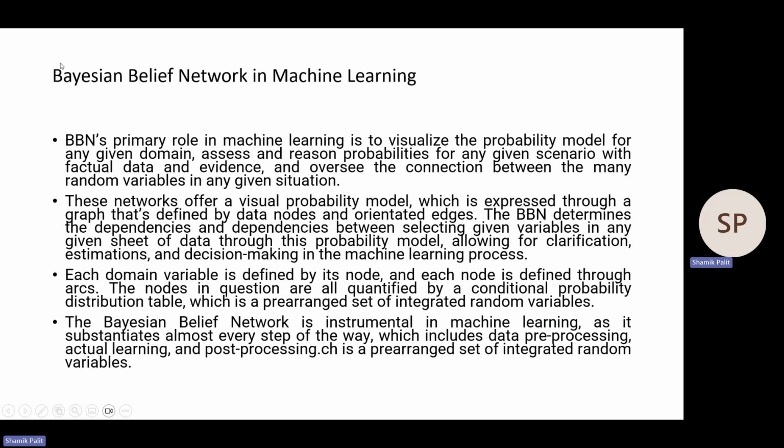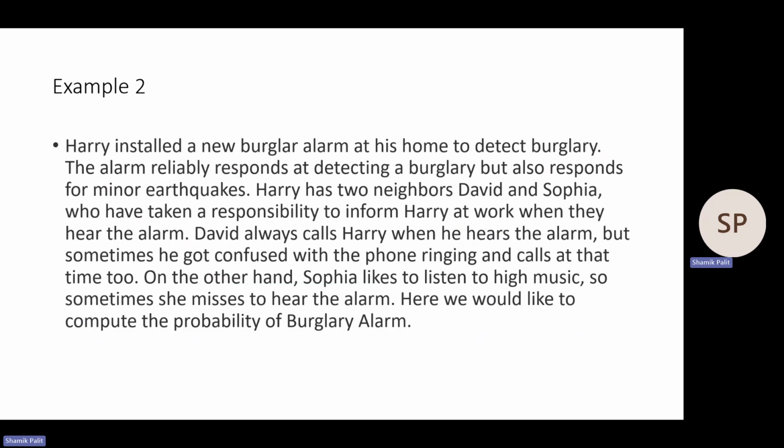Okay, so there are a lot of places where we can make use of these BBN strategies, like whenever we start working with pre-processing of data or post-processing of data, start exploring the relationship among different variables, isn't it? The actual learning, and finding a specific pattern of any random variables, the idea of a Bayesian belief network is quite significant in machine learning. Let's consider another example. In a similar way, we have considered another example.